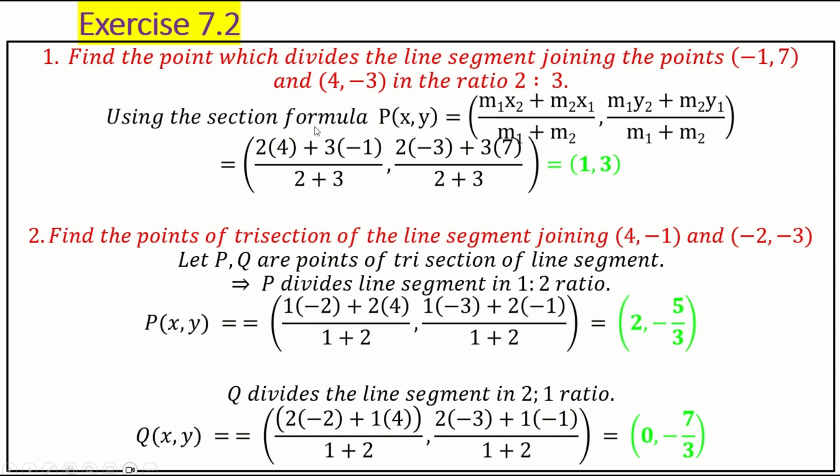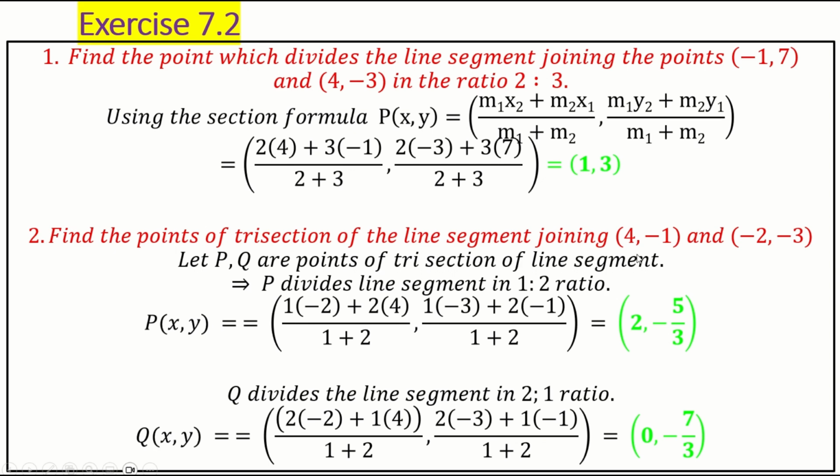Okay. So the point which divides in m1 is to m2 ratio is (m1x2 plus m2x1) divided by (m1 plus m2), comma (m1y2 plus m2y1) divided by (m1 plus m2). You just substitute the values carefully. It's a 2:3 ratio. So m1 is 2, m2 is 3. Okay, and this is x2, this is x1. So if you substitute all the values, you will get the answer 1 comma 3.